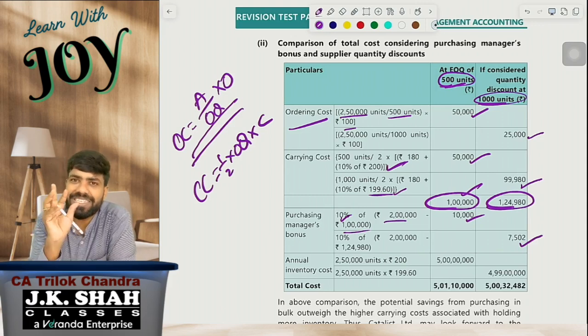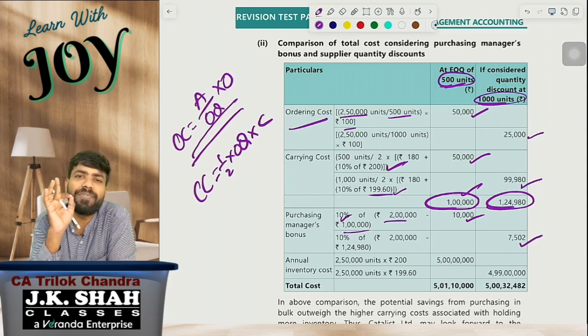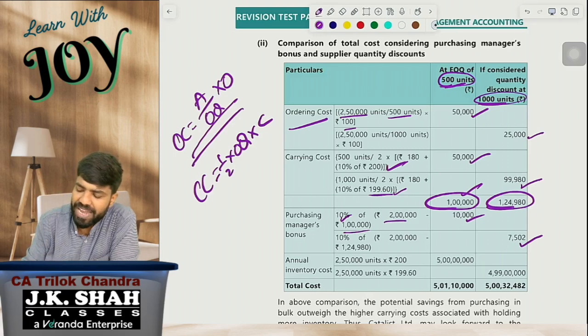Now we need to calculate purchase cost. How to calculate purchase cost? Totally, we are going to purchase 2,50,000 units. And one more thing, many people get confused with this. They will take 500 into purchase price, 1000 into purchase price. Please understand, 500 and 1000 are the ordering quantities.